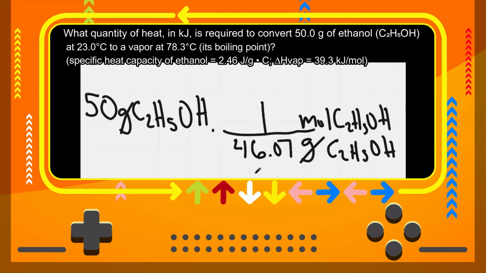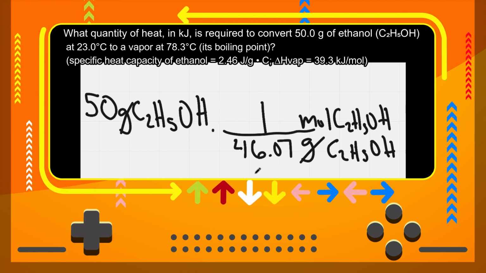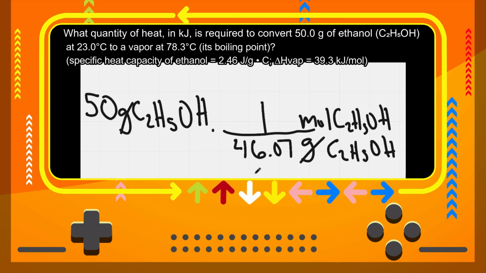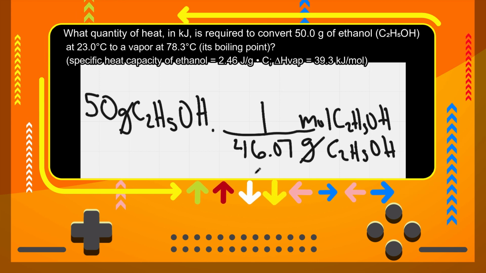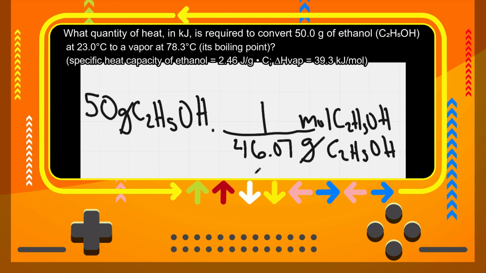From here, I can convert this to moles. I'm about to add this all in one go just to show everybody. But right now I'm in moles of C2H5OH, because my grams are canceled out. So I'm in moles of C2H5OH, ethanol.